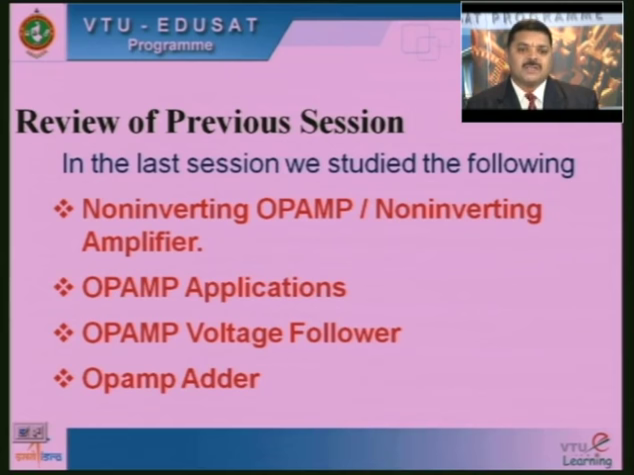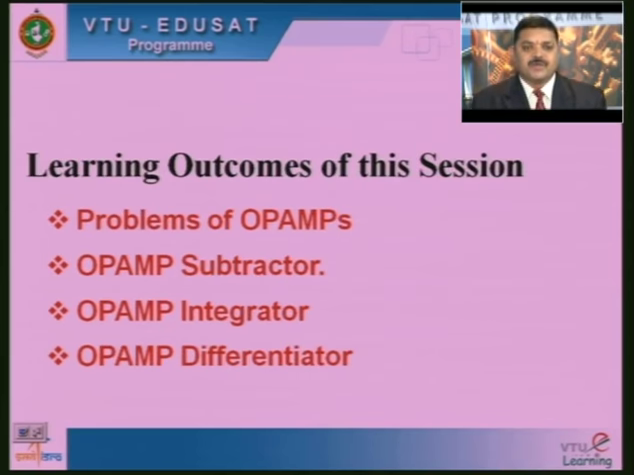Then we moved on to the operational amplifier adder circuit, and we proved that the operational amplifier adder output is proportional to the sum of the individual signals applied at the inverting input terminal, and of course we got an output with a negative sign. That shows that it is an inverting adder circuit. So we stopped at that stage and we now move on to the learning outcomes of this session.